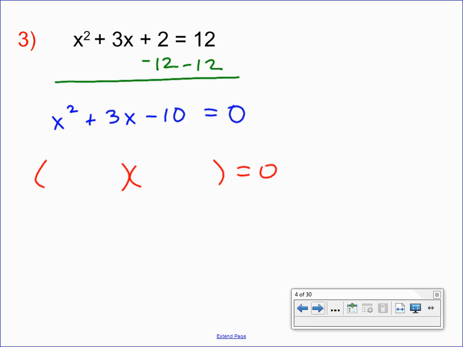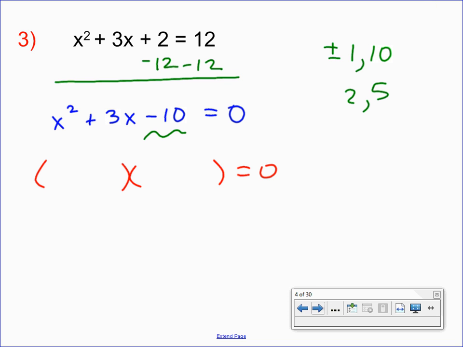So I'll consider my factors of the last, negative 10, right? Then multiply to give me negative 10, but sum to give me the middle term. So let's see if that's possible. I'll try 1 and 10, or 2 and 5, or 3 and 4, nothing.